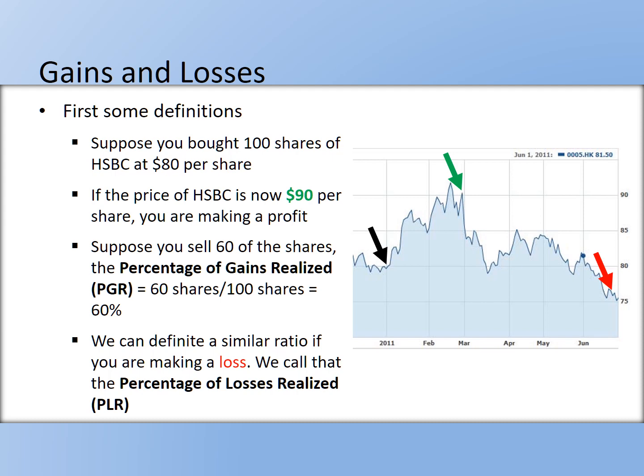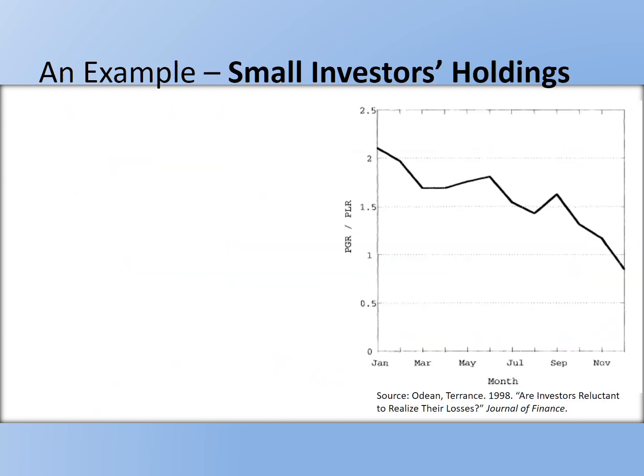But for our purpose, we would just remember PGR is the percentage of shares that you're selling at a profit, and PLR is the percentage of stocks you're selling at a loss. And here is a diagram of the ratio of these two ratios, right? So as you see in the vertical axis, we have PGR divided by PLR. And on the horizontal axis is time.